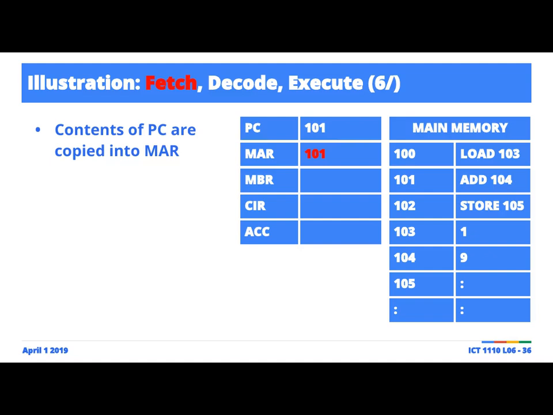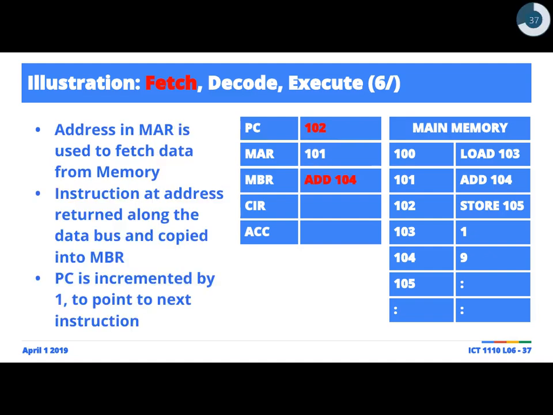We copy the contents of the PC into the memory address register, which is 101, right? The moment we do that, the next stage is we try and fetch whatever is contained in 101, which is add 104, right? And then obviously this is going to move through the address bus and find itself in the MBR or the MDR.